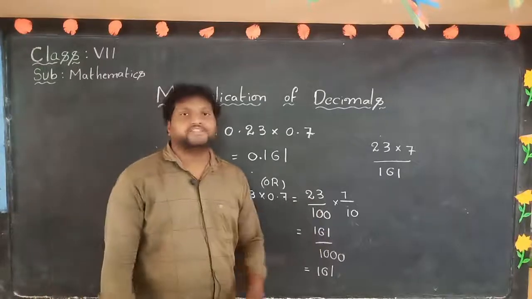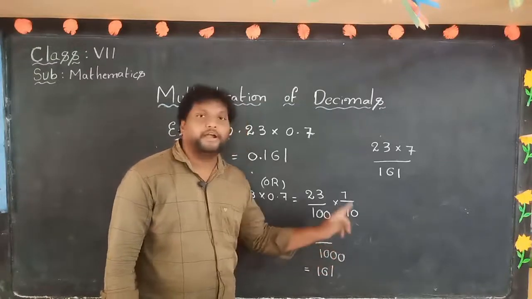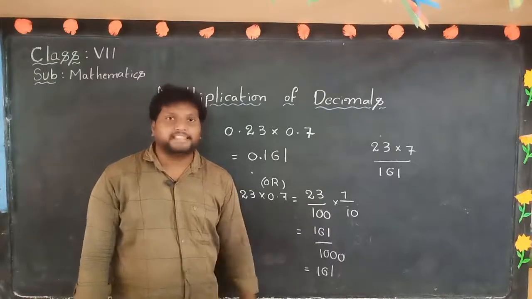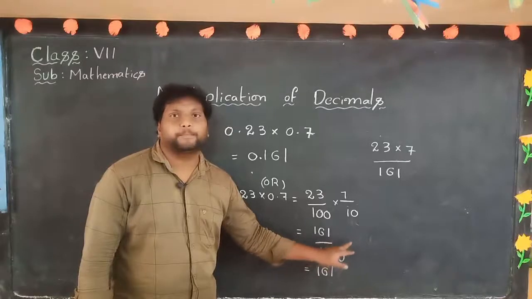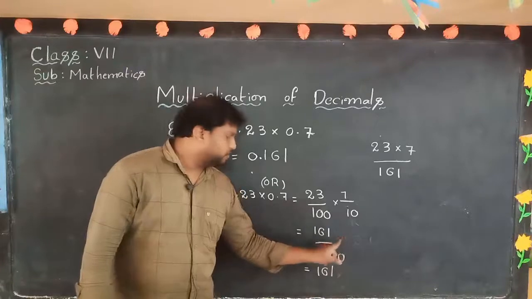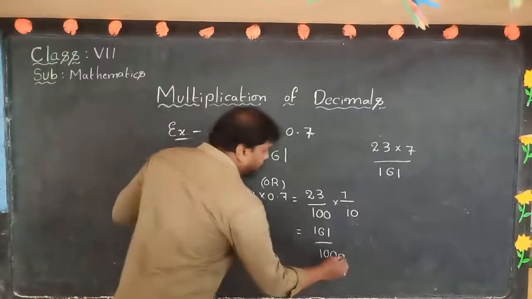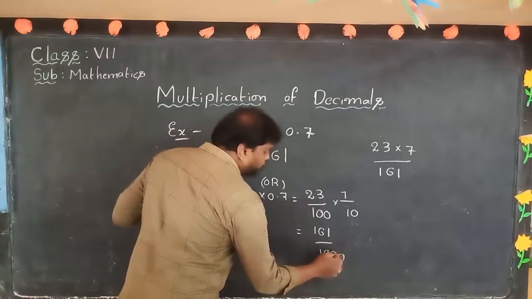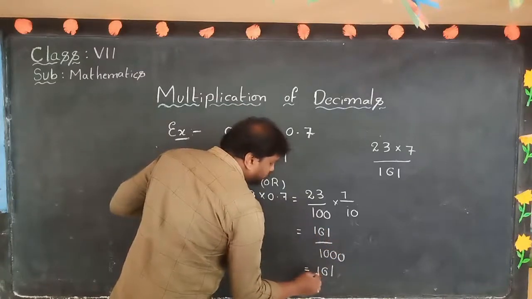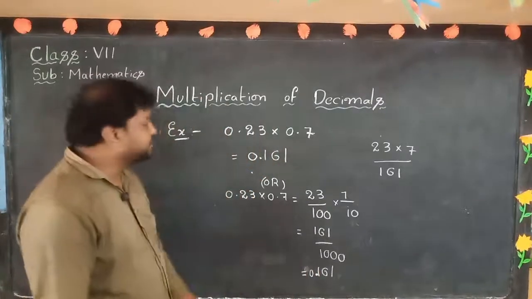Actually in the numerator there is no point shown, but it is there. Why? Because we can write 7 as 7.0, 8 as 8.0, like that. So 161 we can write as 161.0. When we remove the zeros in the denominator, the point is shifted from right side to left side, one place for each zero: 1, 2, 3 places. So here it will come: 0.161. 0.161 is the answer.